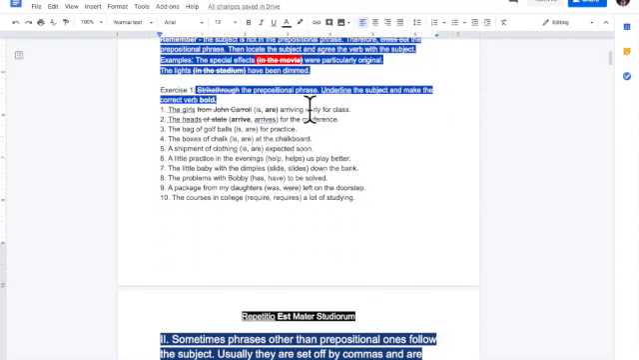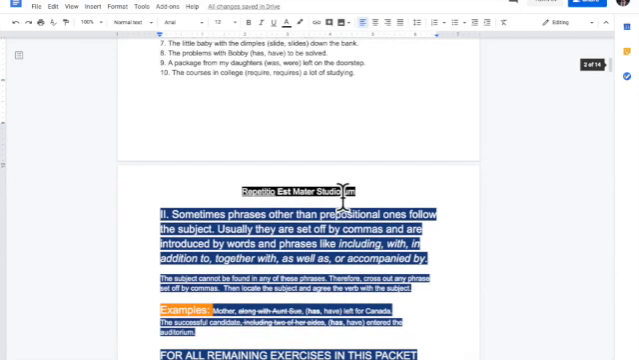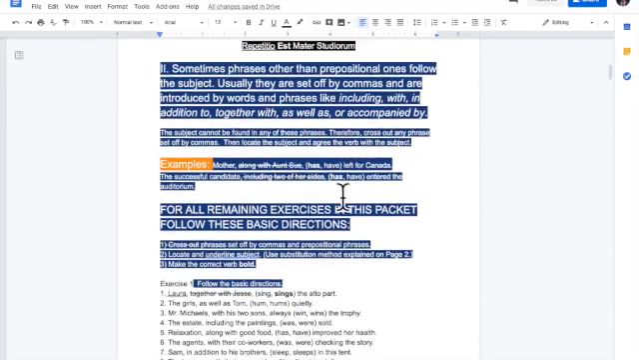Repetitio est mater studiorum. I'll explain what that means. I put it on the board a lot of times, so you probably know. I'll explain that later.